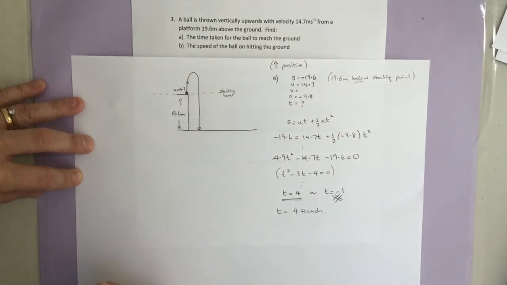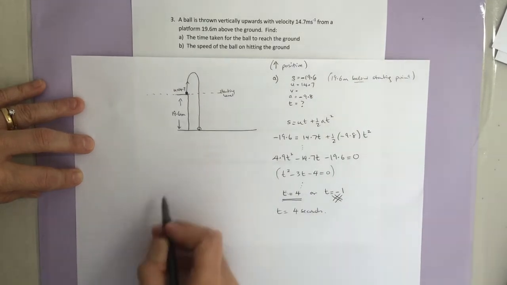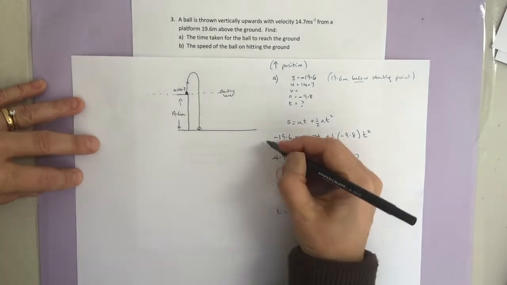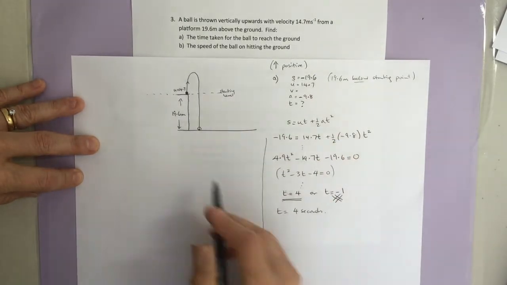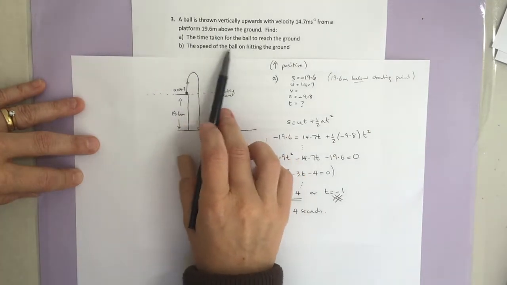Okay, so that's that bit of the question. Now the next bit of the question, I'm just going to keep the same piece of paper, I think, and just do that here, so I can keep my diagram. The next bit of the question was the speed on hitting the ground.